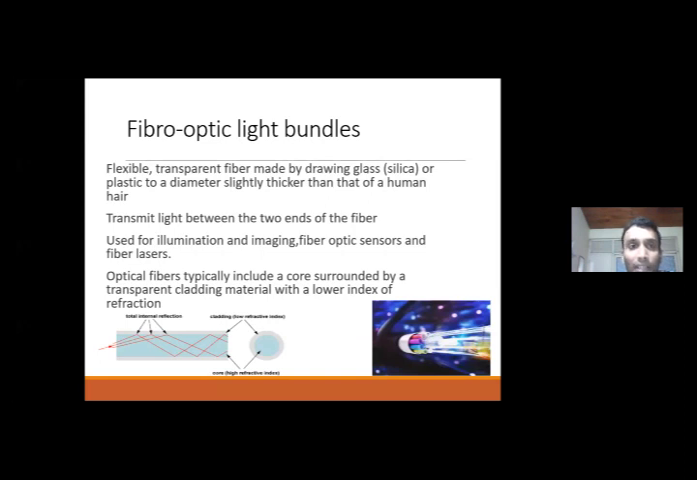Fiber optic light bundle: a flexible transparent fiber made by drawing glass, silica, or sometimes plastic, with a diameter slightly thicker than that of a human hair. It transmits light between the two ends of the fiber. When we cut a cross section of this fiber, we can see the outer transparent cladding material with a low index of refraction, and the core. Optic fibers typically include the core.